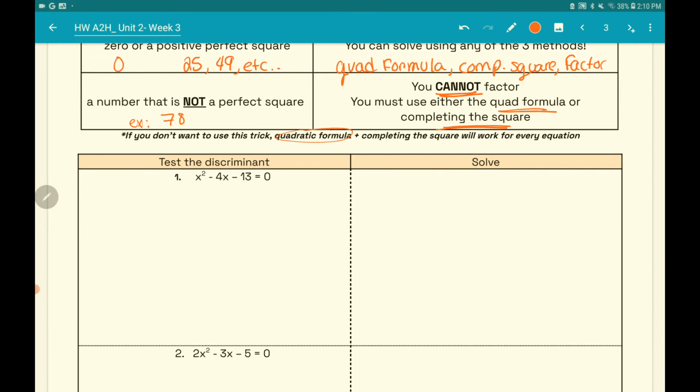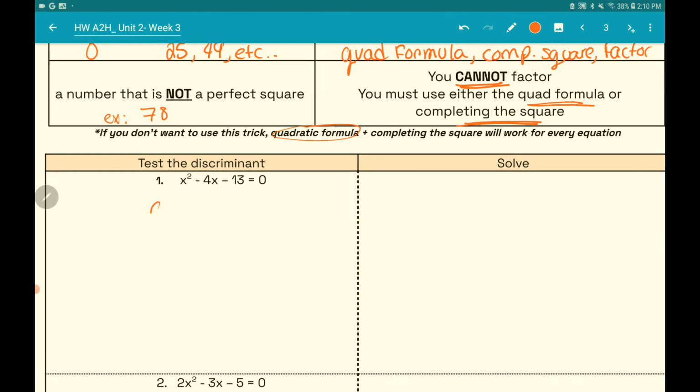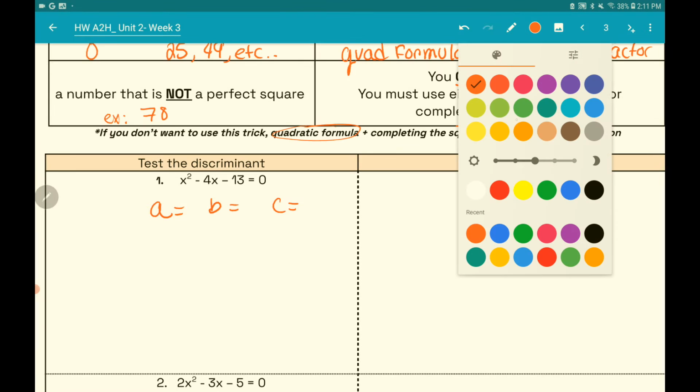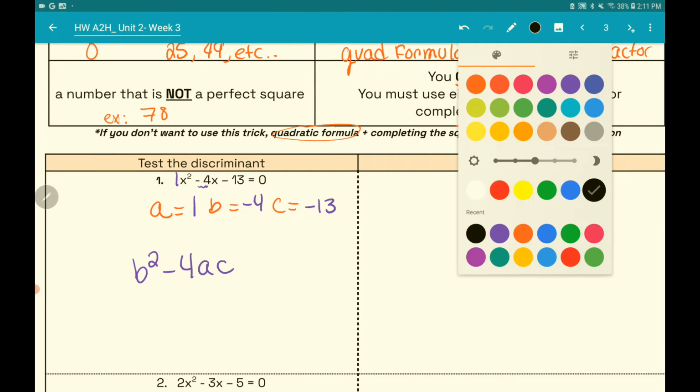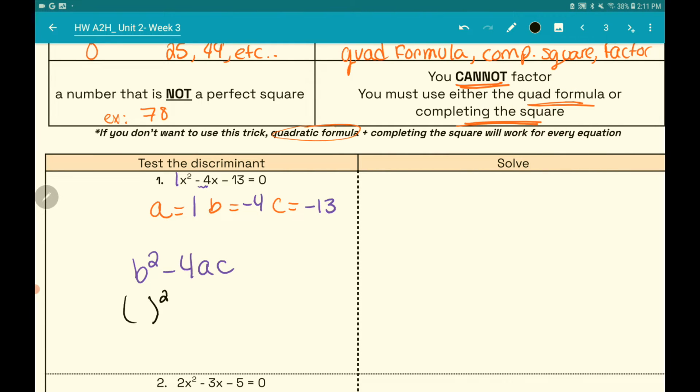So let's look at this first example. Let's figure out our A, B, and C value. So our A in this case is 1. Our B is -4, and our C is -13. Remember, do not put the x's. So our discriminant is b squared minus 4ac. And now I'm just going to go ahead and replace. So b squared minus 4ac.